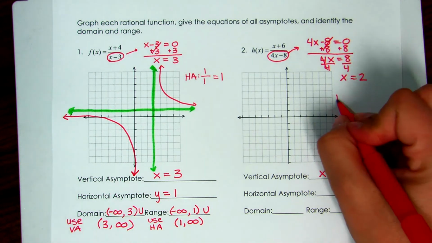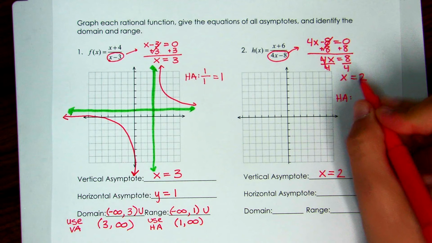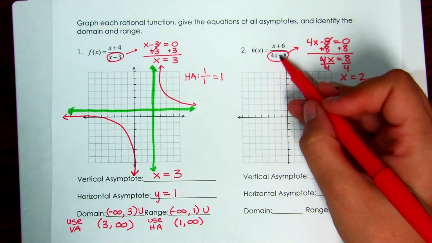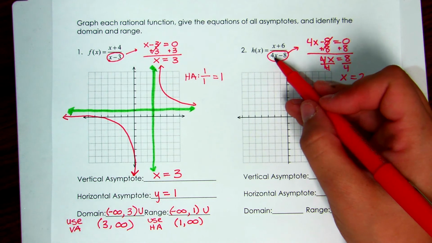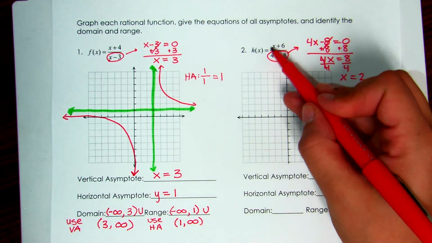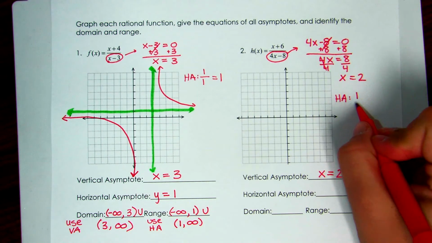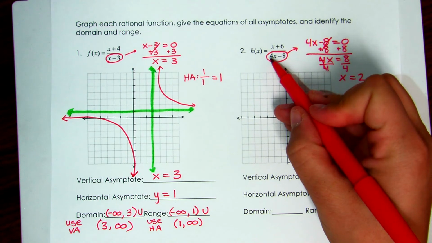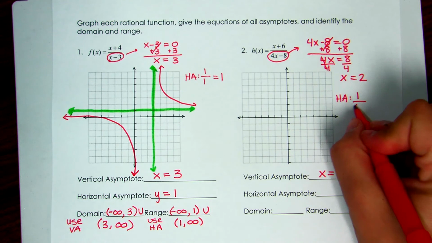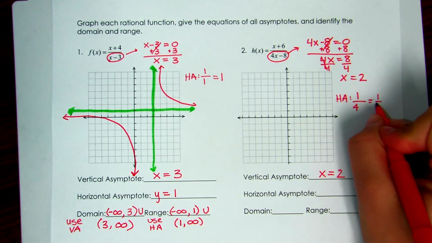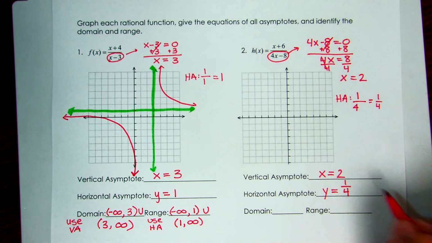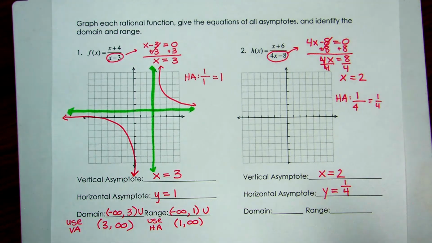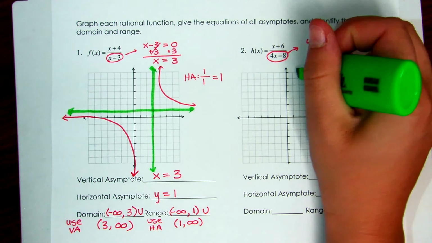For my horizontal asymptote, I have x to the first power on top and x to the first power on the bottom, so the degrees are equal. So I'm going to use the ratio of the coefficients. The number in front of the x on top is a 1. The number in front of the x on the bottom is a 4. So my horizontal asymptote is y equals 1/4. So vertical at positive 2.